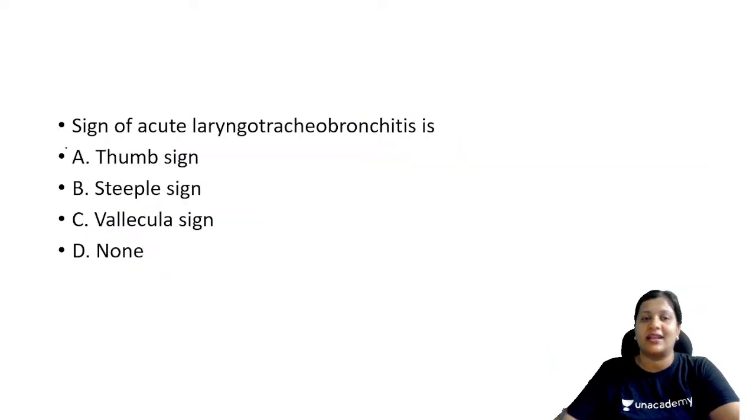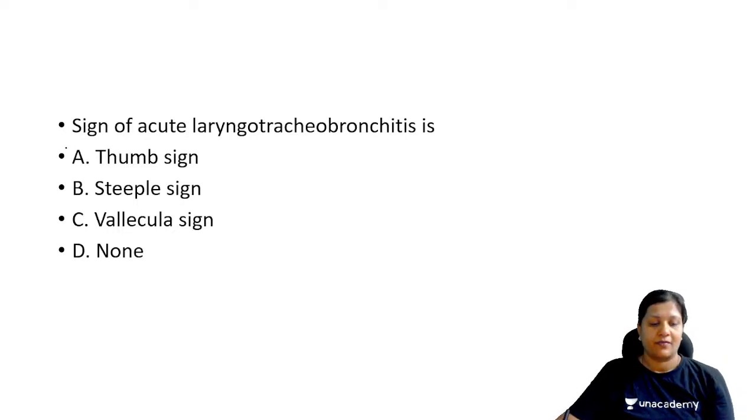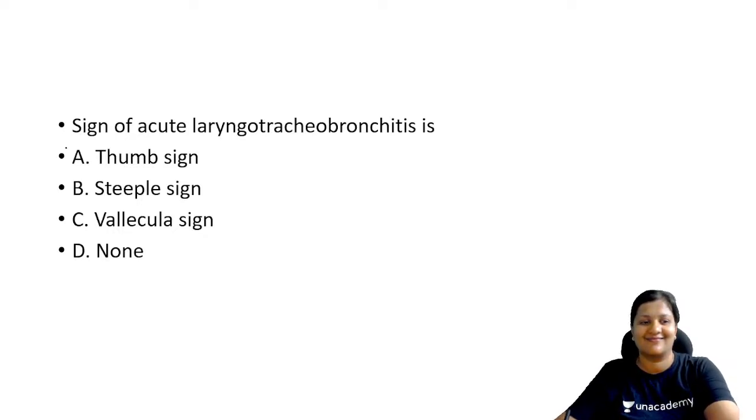Okay, let's go to the next question. Sign of acute laryngotracheobronchitis is thumb sign, steeple sign, vallecular sign, none. This is again a very easy question which you tend to see in every examination. I'm waiting for your answers. Thumb sign, steeple sign. Very good. All of you are right.